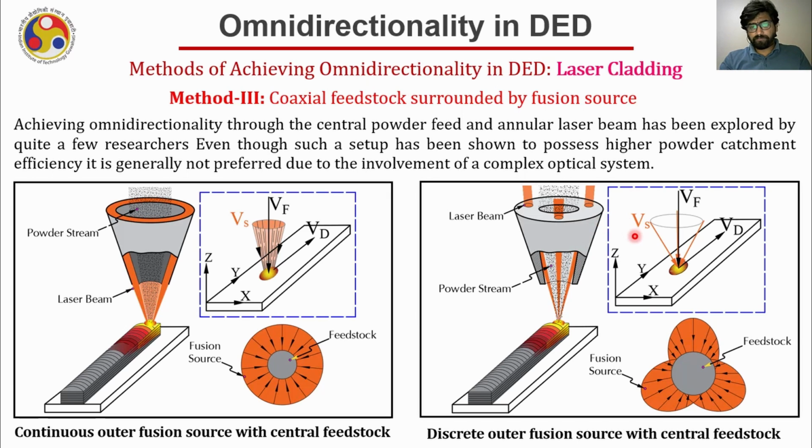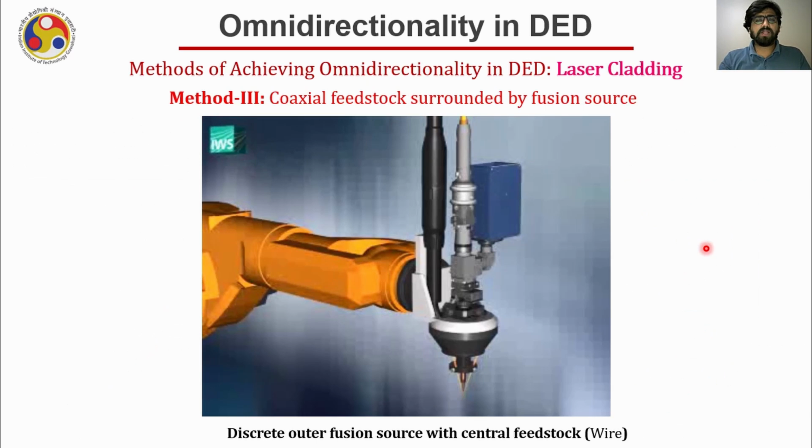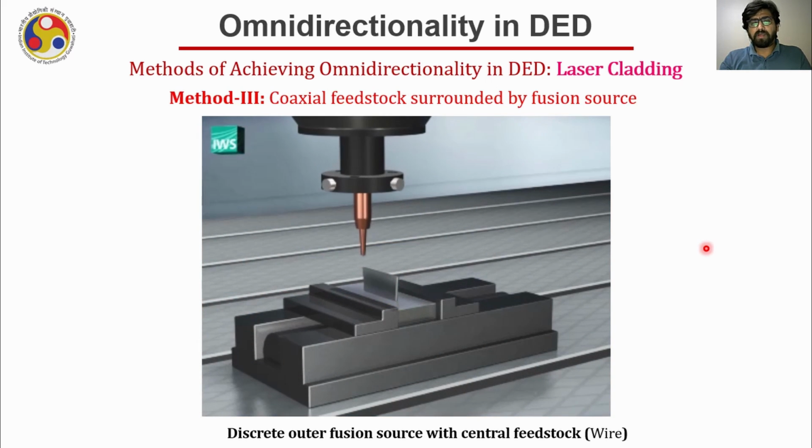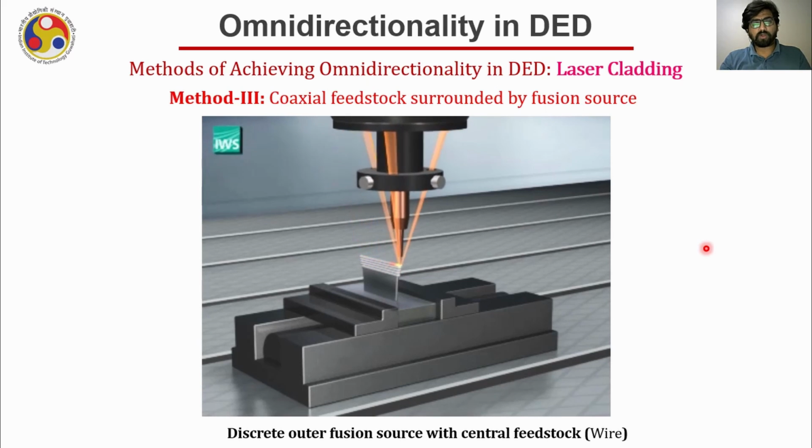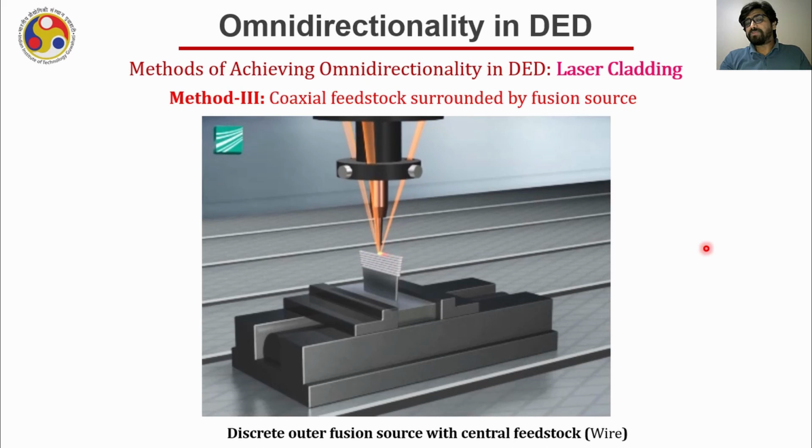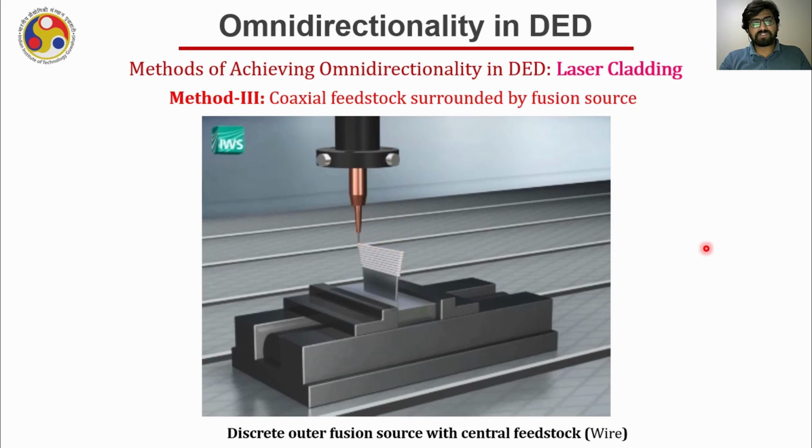If you draw the vector diagram of the same, it will look something like this, where VS is representing an approximate cone, VF is representing the feedstock material direction, and VD is representing the deposition direction. It can be noticed now, approximately if you move in any direction on the XY plane, the scenario will remain consistent, and hence the process will become omnidirectional. Let me now show you an example of method 3 when it is implemented with the laser beam. First, the laser beam is trifurcated into 3 laser beams by using appropriate optics, and then from the center the wire is fed, which is the material feedstock, and the process becomes omnidirectional.